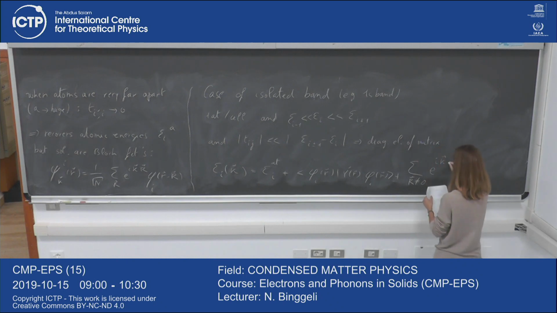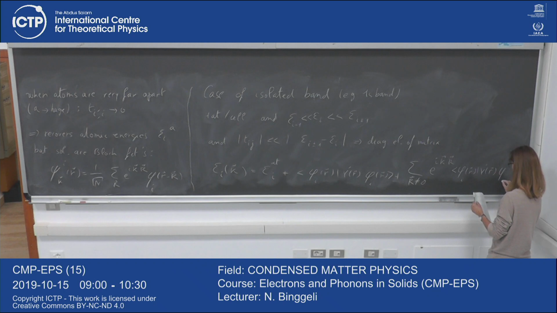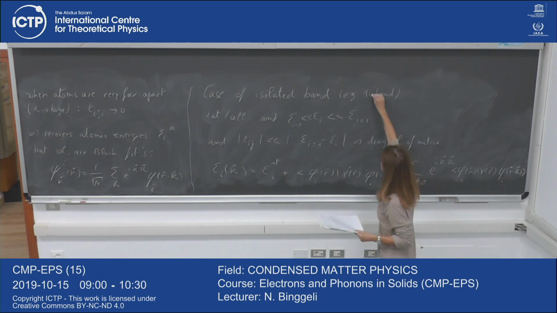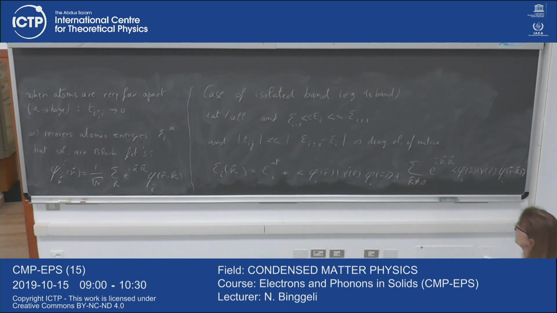So this hopping term, phi I of r, phi I of r minus capital R. Okay, so this is the diagonal element which corresponds to the solution when one is in the limit of an isolated band. So typically it's the case for the 1s bands in general.